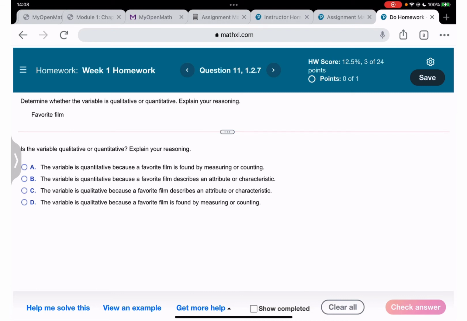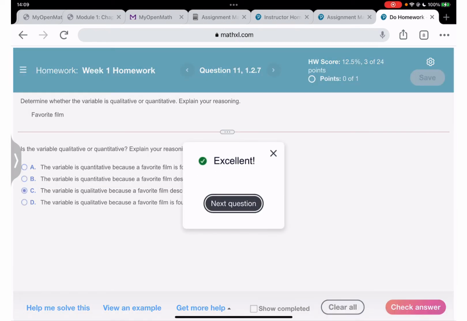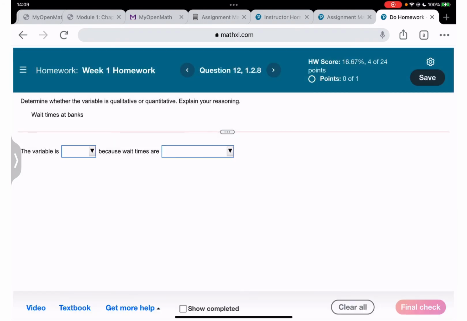The variable is quantitative because a favorite film describes an attribute or characteristic. And C, the variable is qualitative, because film described an attribute or characteristic. Film, I would say, per se. Every film is unique, right? So it's a quality, not quantity. And favorite is describing the attribute. Very good.